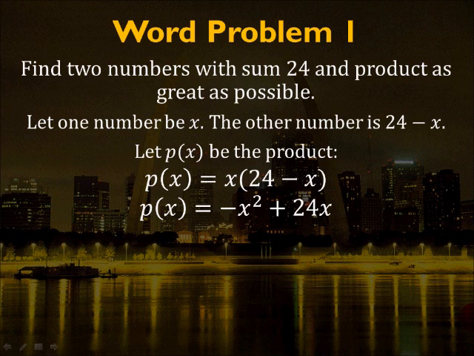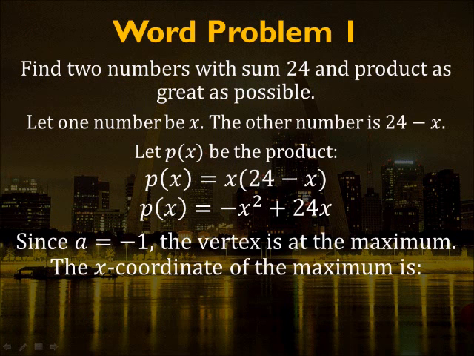Great, what do we do with this thing? Well, you know that a is -1, so the vertex is at the maximum. You have a parabola, if you were to graph this, that opens downward, so the vertex is at the very top. You want to know the x-coordinate of that maximum. Now, if you remember back in section 7.6, I told you that the maximum or minimum of any parabola is where x equals -b over 2a. And keep that in mind. That's going to be your friend in this lesson because you're going to use it a lot.